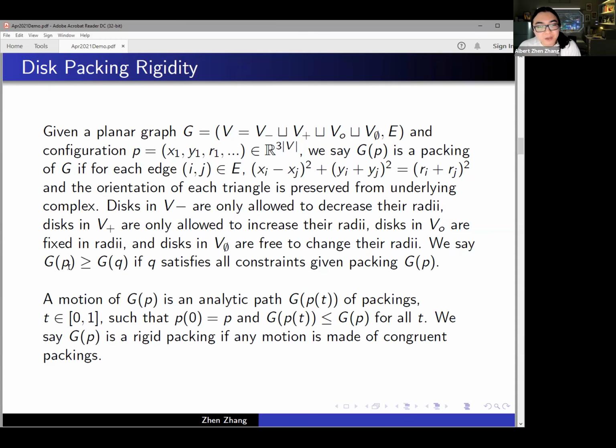We say GP is greater than or equal to GQ if Q satisfies all the inequalities. And a motion is defined similarly. If you start with a packing P and you can move along a path, and along the path they are all packings that satisfy all the constraints, and all the motions are made of congruent packings, you say it's rigid.